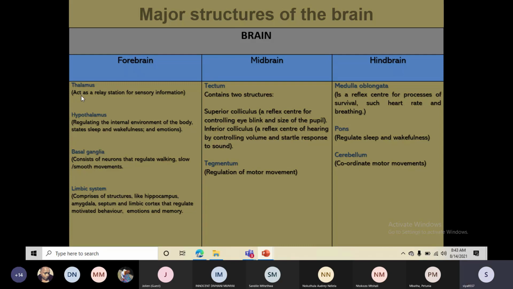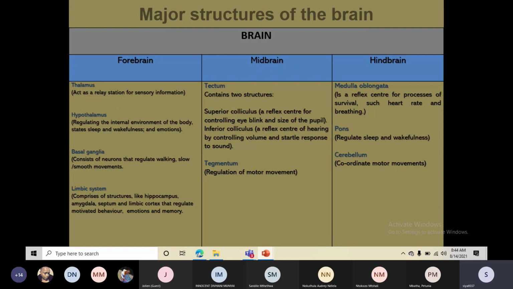Thalamus acts as a relay station for sensory information. It's one important structure of the brain. A relay station, what do they mean? When you receive information, it's taken from the outside via the nerves. It goes via the neurons to the spinal cord. From the spinal cord, it goes straight to the brain. When it reaches the brain, it goes straight to the thalamus. The thalamus acts as a relay station for sensory information. That's where the information is interpreted first. So hope you understand.